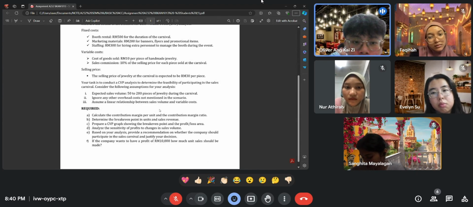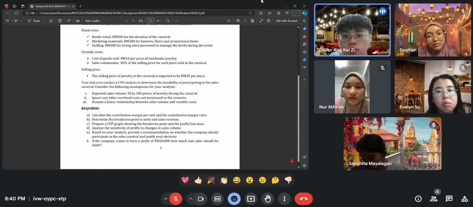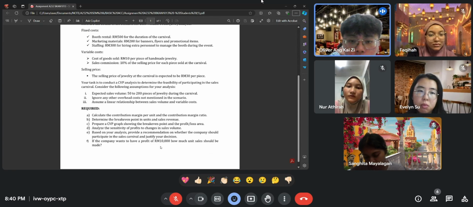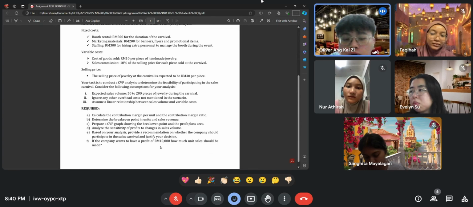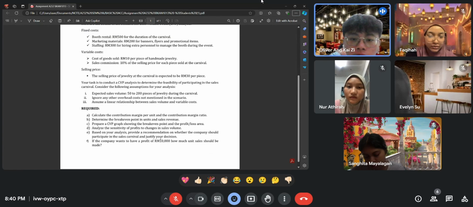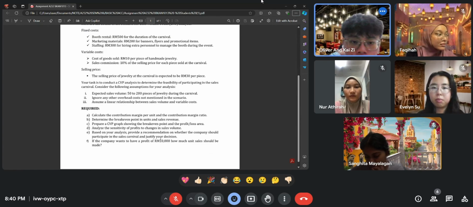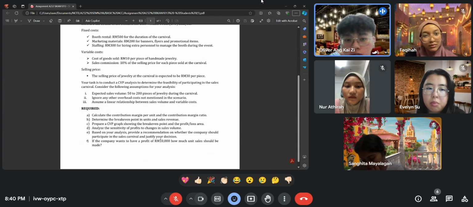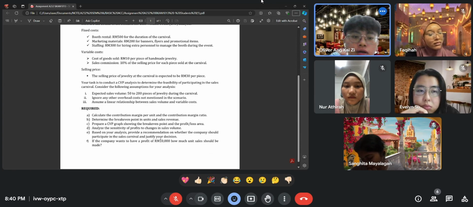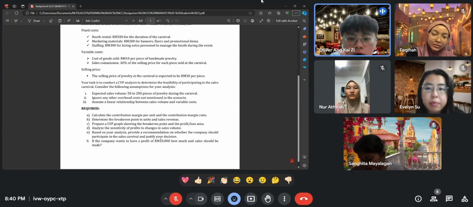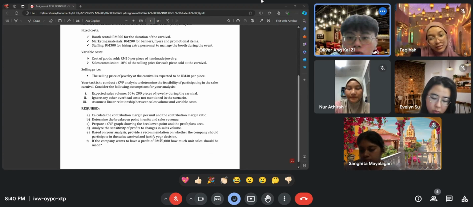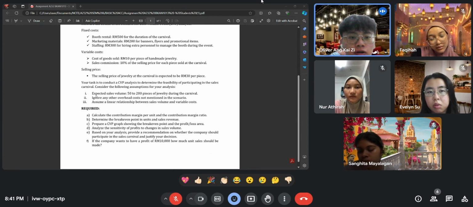So for the requirements, A, calculate contribution margin per unit and the contribution margin ratio. B is determine the break-even points in units and sales revenue. C is prepare a CVP graph showing the break-even point and the profit or loss area. D is analyze the sensitivity of profit to changes in sales volume. E, based on your analysis, provide a recommendation on whether the company should participate in the sales carnival and justify your decision. So last is, if the company wants to have a profit of 10,000 ringgit, how many unit sales should we make? So let us move from the first one.